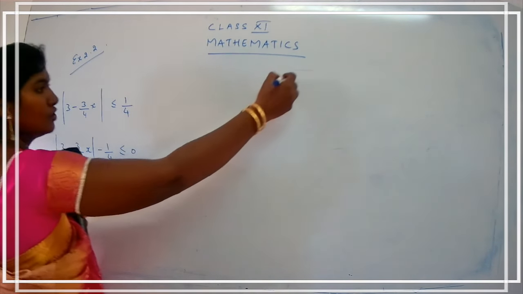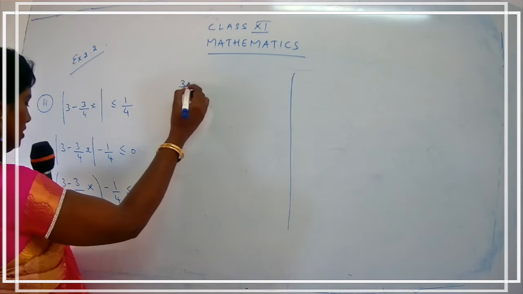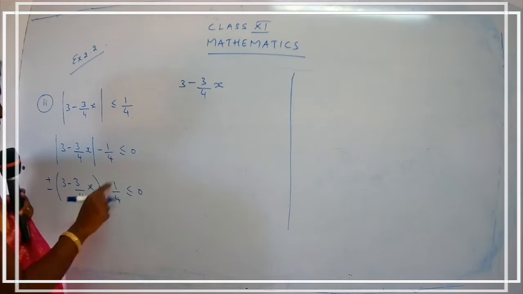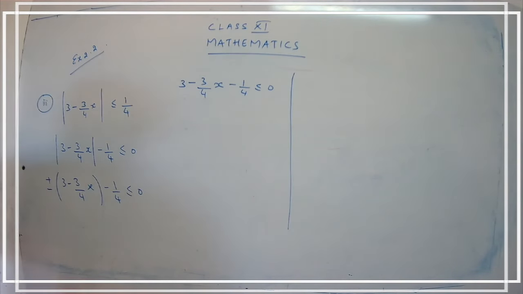Let's consider two cases. So I'm just going to divide the columns. I'll take first the positive part and the next one for the negative part. If you are going to consider the plus sign, no need to worry about the sign. We are going to copy the same terms as it is without any change in the sign. So 3 minus 3 upon 4x minus 1 by 4 less than or equal to 0.